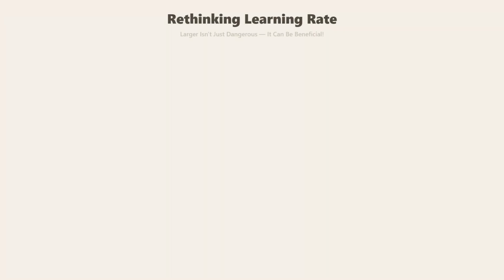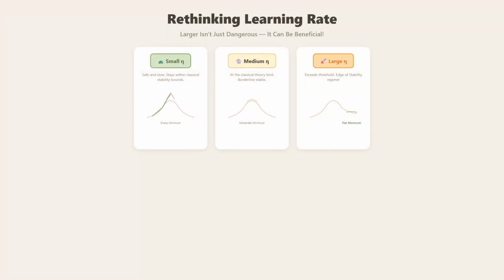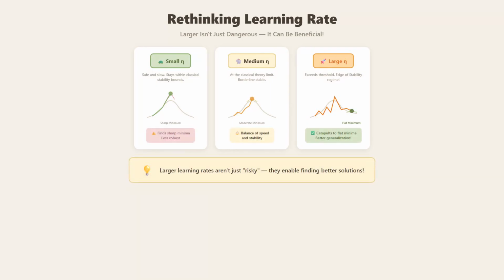So what does all this mean for how we should set our learning rates? It fundamentally changes the conventional wisdom. Let's compare 3 scenarios. First, a small learning rate. This keeps you safely within classical stability bounds.